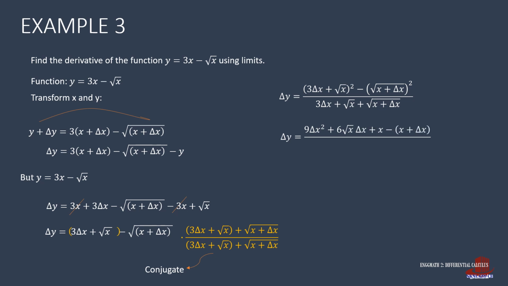Simplify the squares to have 9 delta x squared plus 6 root of x times delta x plus x, and they are subtracted by x plus delta x. Take out x from this point and have delta y as 9 delta x squared plus 6 times the root of x with delta x minus delta x, all over 3 delta x plus the root of x plus the root of x plus delta x.